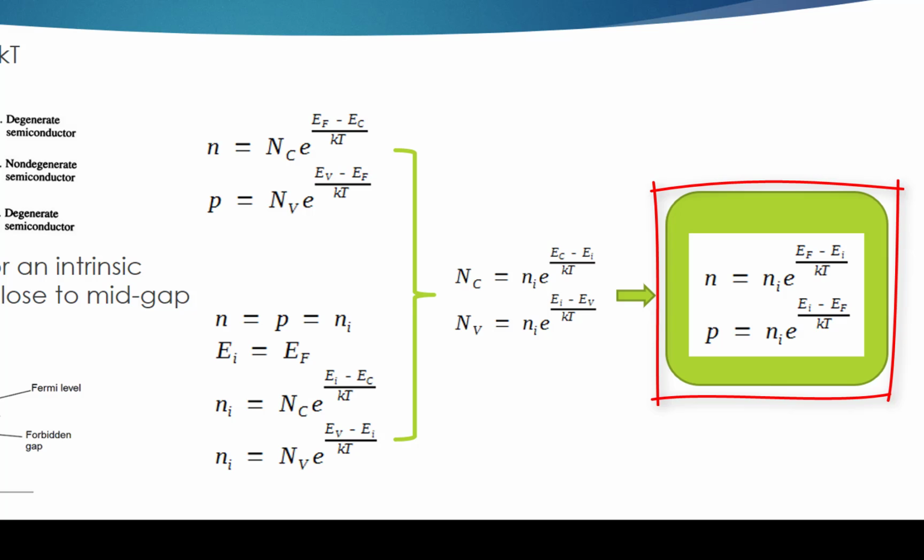In this expression, only one constant n_i and two energy levels E_F and E_i are involved. This form is also much easier to remember because we just need to reverse the position of E_F and E_i to get n and p.